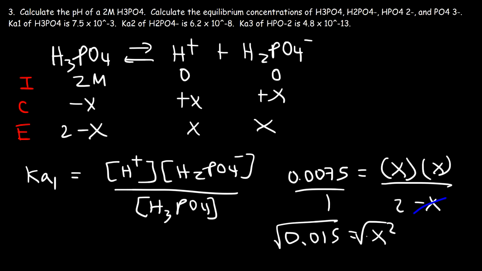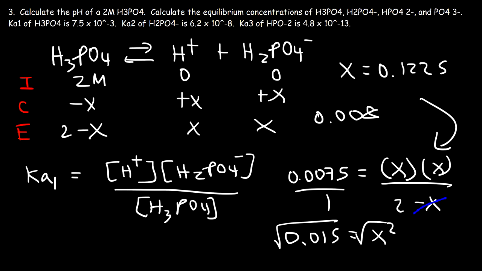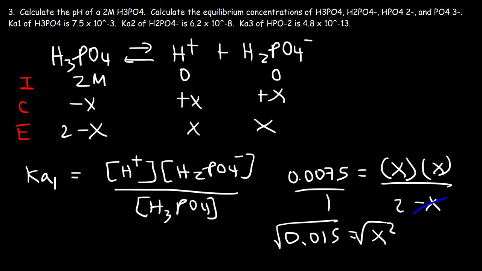Now, if we take the square root of both sides, x is going to be 0.1225. So that might be slightly significant. Let's plug it back in to see if we'll get a significant answer. So 0.1225 squared divided by 2 minus 0.1225. That's going to be 0.008. It changes a little, but not by that much. So what I'm going to do is use the quadratic formula, because I think x is significant in this example.